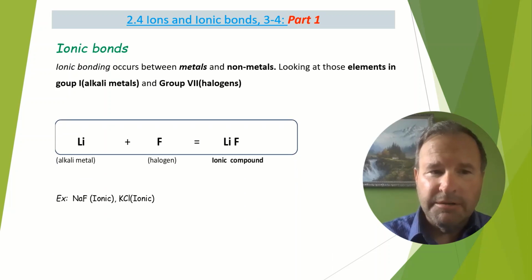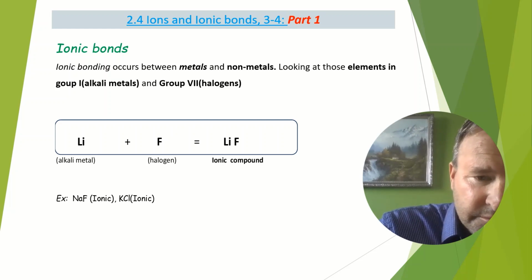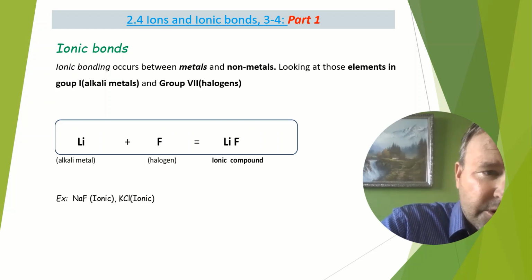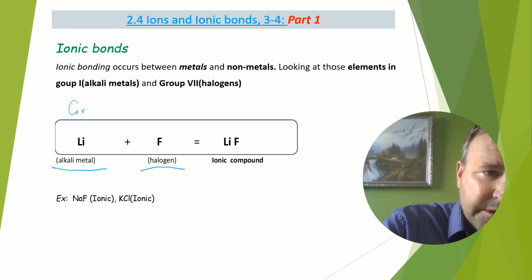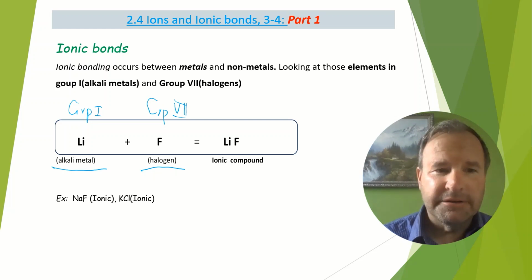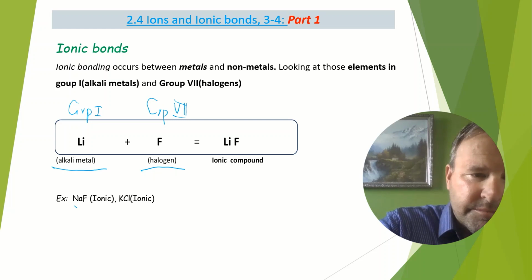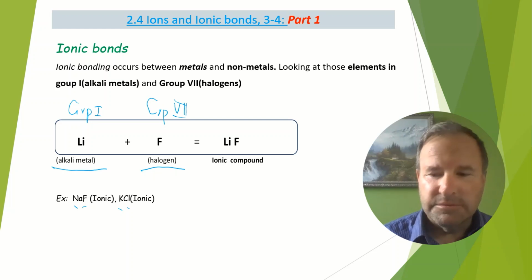Here we've got an example. We've got lithium, Li, with fluorine, the halogen. So that's a group 1 metal, and this is group 7, in Roman numerals. They have a high probability of forming an ionic compound. So you've got group 1 and group 7, ionic; group 1 and group 7, potassium chloride, ionic also.